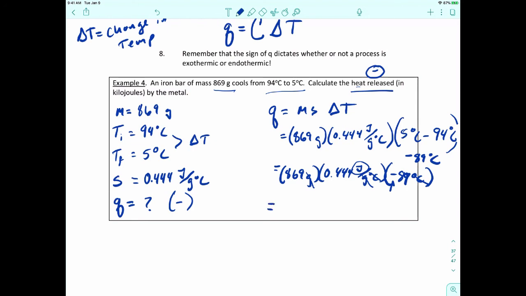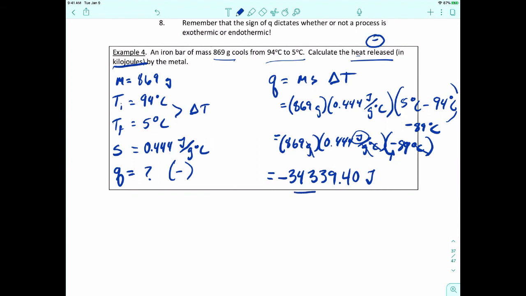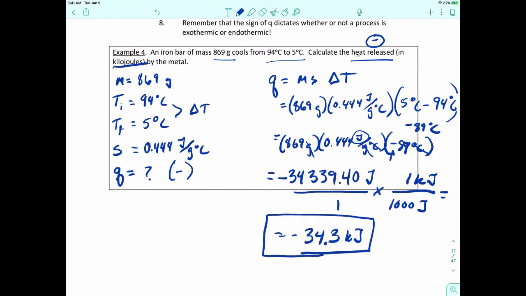All right, so if you take 869 times 0.444 times negative 89, this gives you negative 34,339.40. And this is going to be joules. Now, the last thing that we got to do is that we're told that we need to convert this to kilojoules. So let's do that real quick. If I divide this by 1,000 joules for every kilojoule, that value should be negative 34.3 kilojoules. And so there's your final answer.